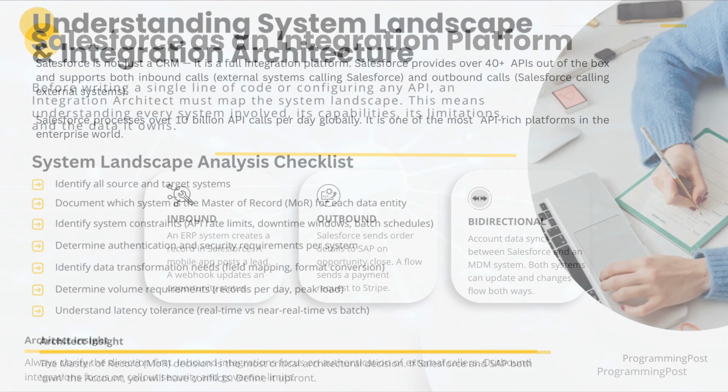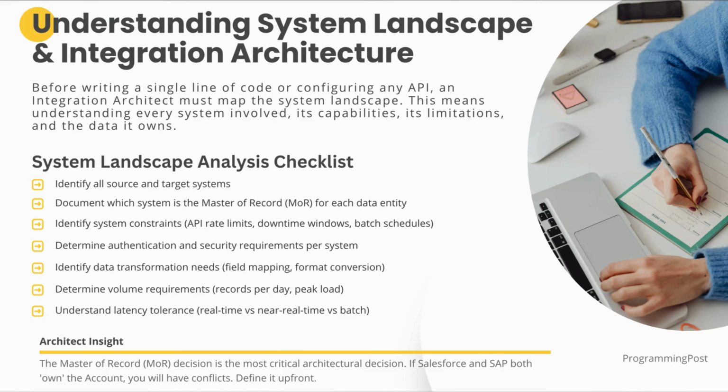Clear? Now we will move to the next part, understanding system landscape and integration architecture. Before writing a single line of code or configuring any API, the integration architect must map the system landscape. It means understanding every system involved, what its limitations are, and what data will flow from one system to another. You can make a checklist. First, identify the source, the target system, and document everything between both of them, and what the master record is for the data. Then identify system constraints: the rate limit, downtime, and the batch schedule we can use for processing bulk data.